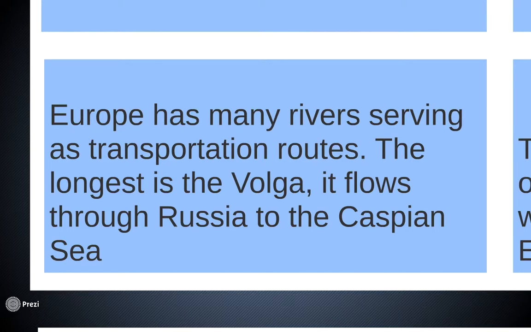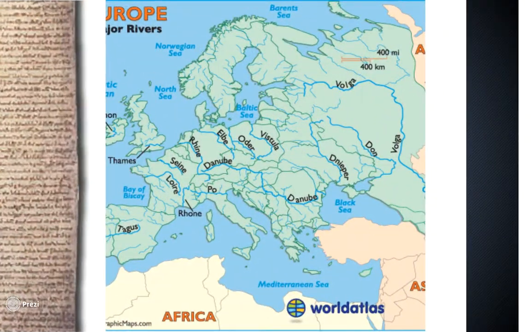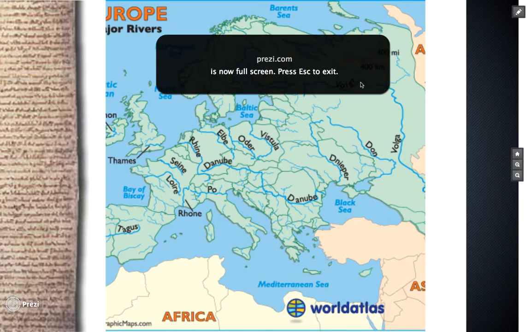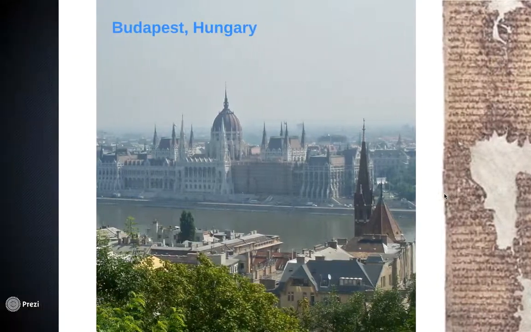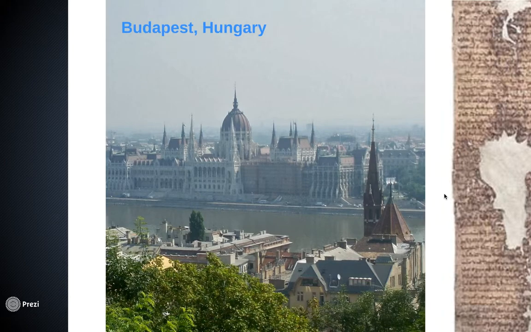Europe has a lot of rivers that they use for transportation. The longest river that we're going to talk about is the Volga River, and it flows through Russia to the Caspian Sea. So if you look right here, you can find the Volga River, which is right up here, and it goes all the way down, so the longest river in Europe. And there's actually a picture of it in Budapest, Hungary.